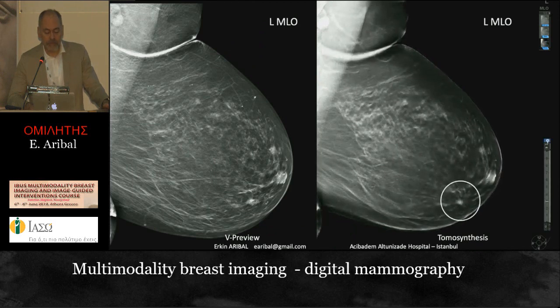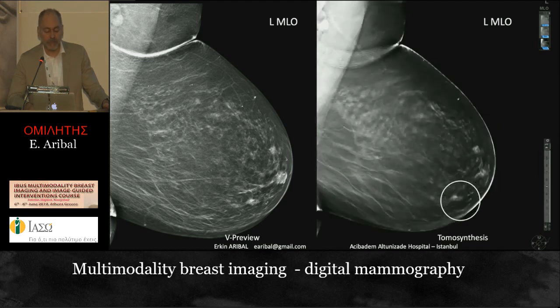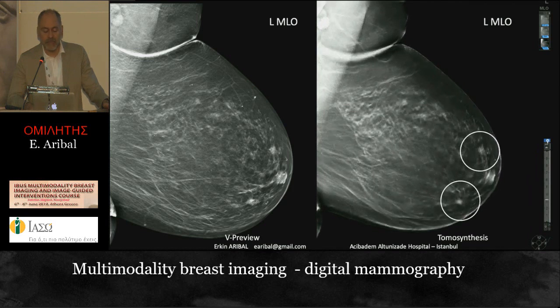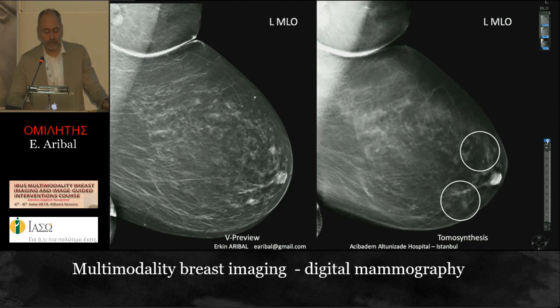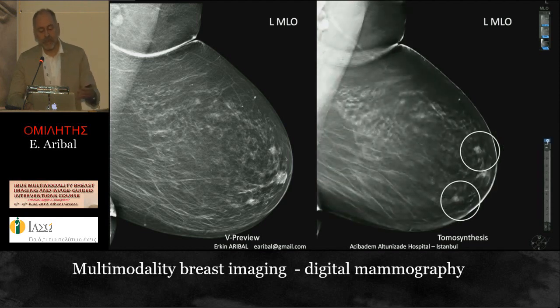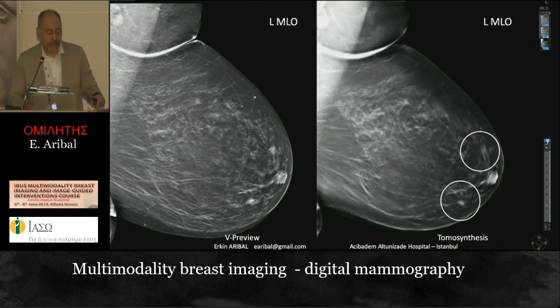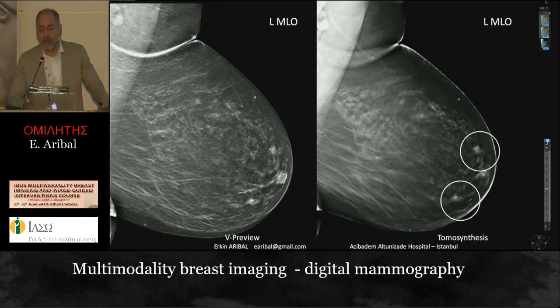When you look, this is the spiculated mass. You see the spiculations, but on the other hand, this other lesion is not a real lesion. It blends with the fibroglandular tissue. So even in a B-type, or you could call it an A-type breast, tomosynthesis helps us in not recalling those patients who do not have lesions.